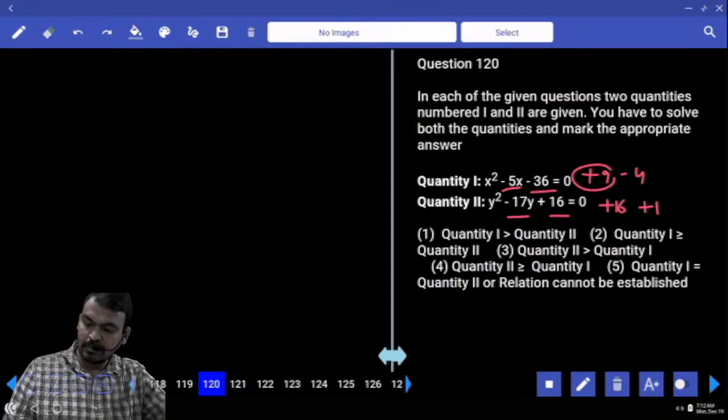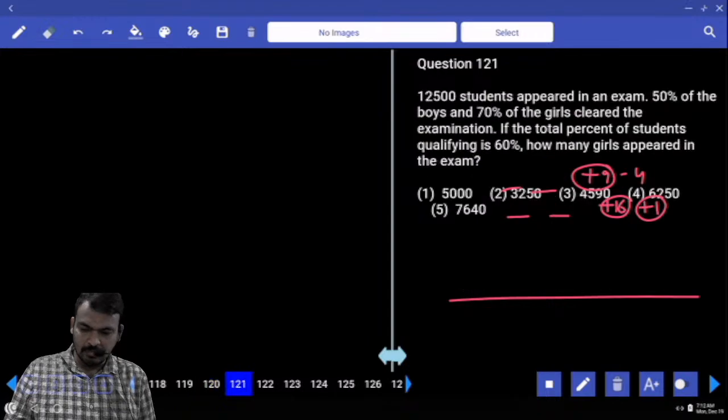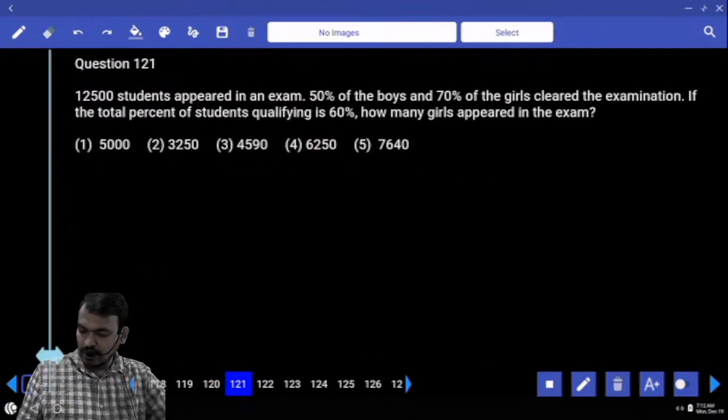First, 9 compared to 16 is less. But 9 compared to 1 is greater. Opposite symbols are not, so an answer relation cannot be established. Next question, number 121.